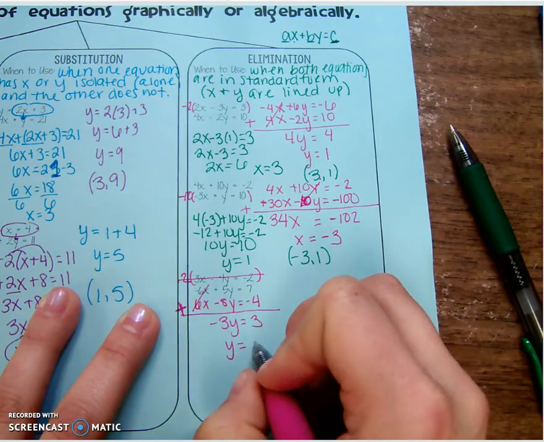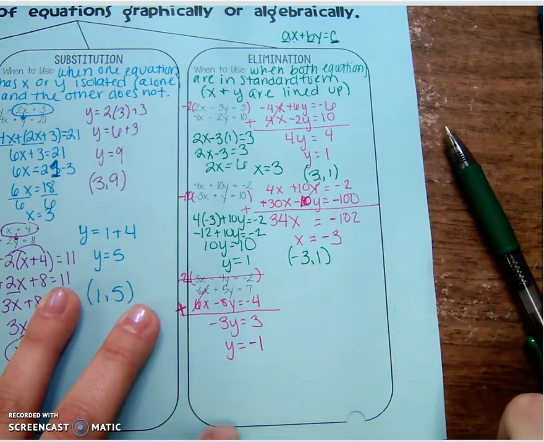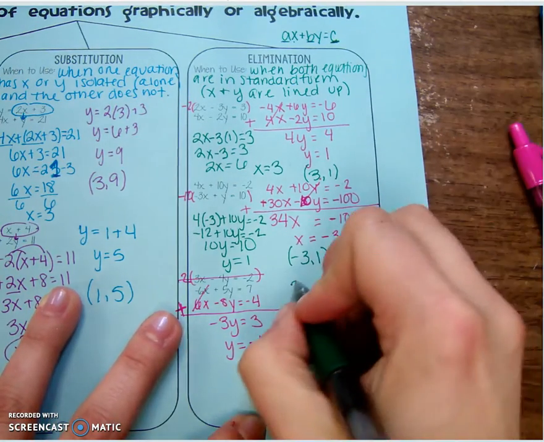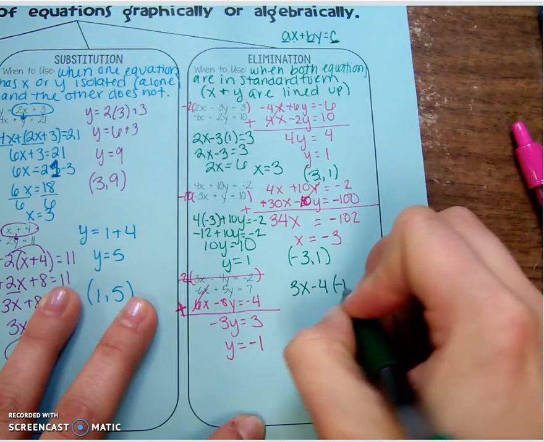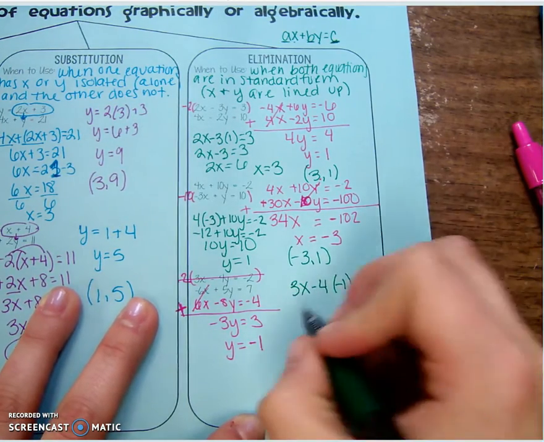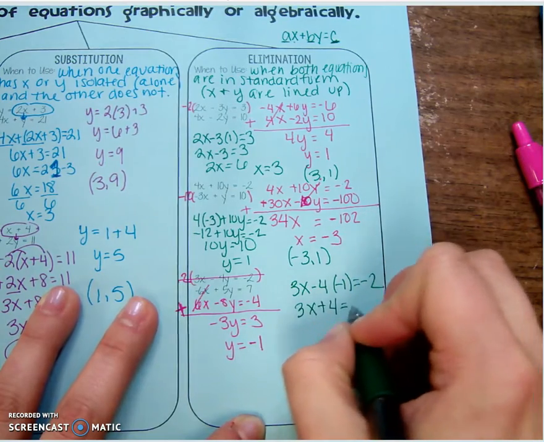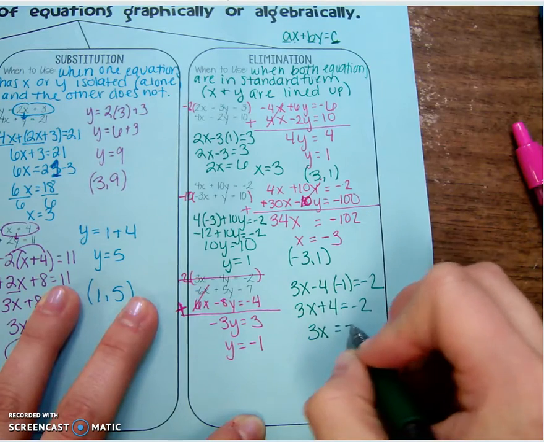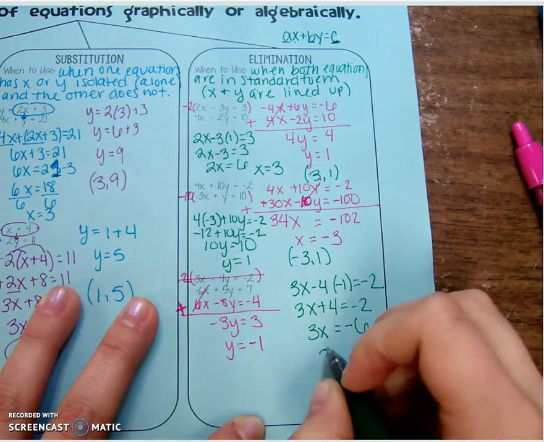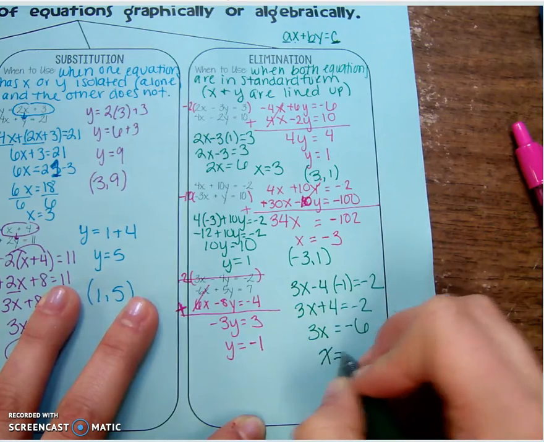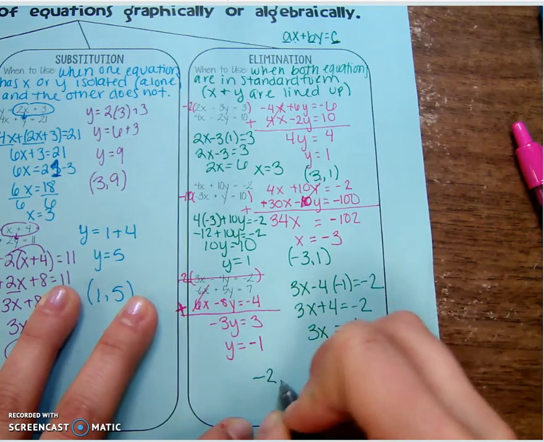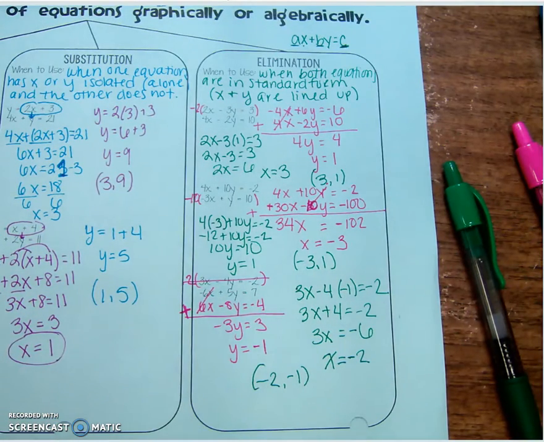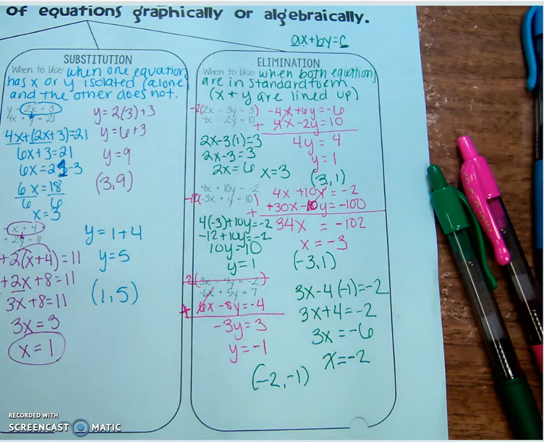Divide both sides by negative 3. Y is negative 1. And then plug it back in. Okay, so then we have 3x minus 4 times negative 1 is negative 2. 3x plus 4 is negative 2. Subtract 4 from both sides. 3x equals negative 6. And divide by negative 3. X is negative 2. The code word for this lesson is whistle, because I have my whistle right here.